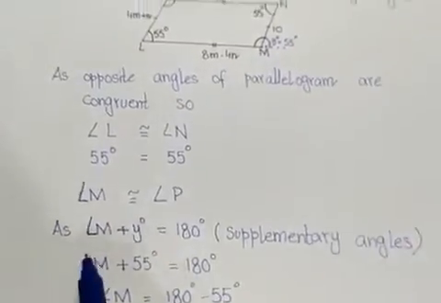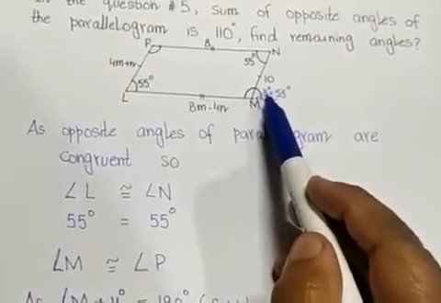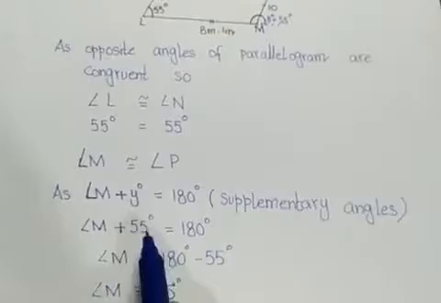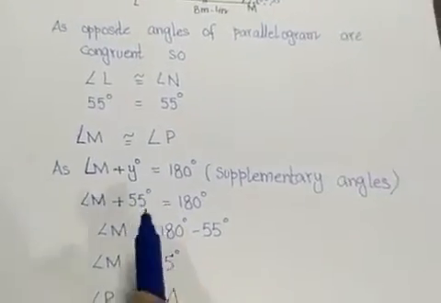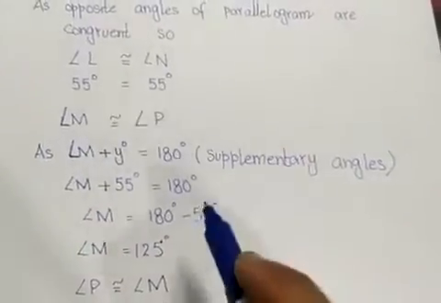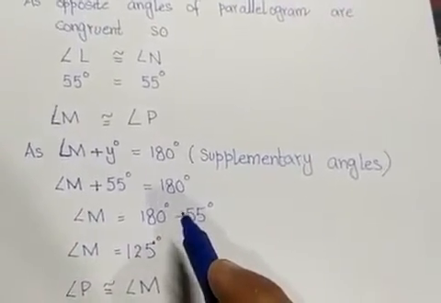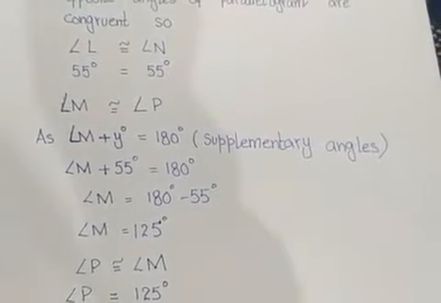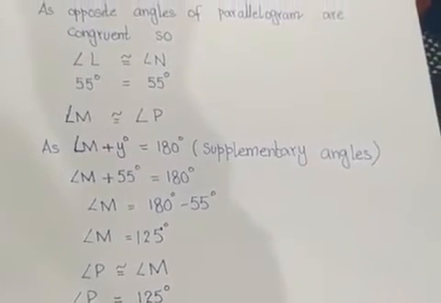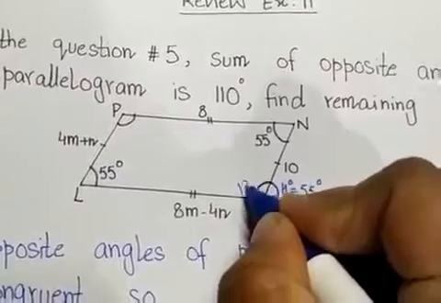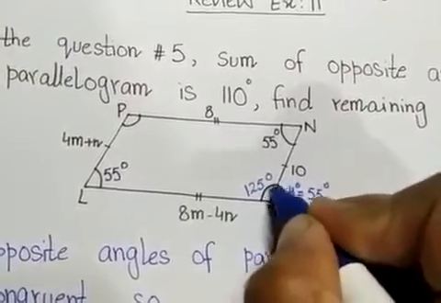Now we have the value of Y. We have calculated the value of Y as 55. So put the value of Y, 55. Now move this 55 to the other side. Here it is positive. When it changes its side, it will become negative. 180 minus 55 is equals to 125. So the value of M has been calculated as 125. Here is M. This is the M. It has been calculated as 125 degree.